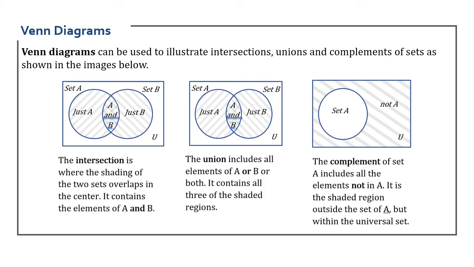So Venn diagrams can be used to illustrate the intersections, unions, and complements of sets as shown in the image below. You can see the intersection is where the shading of the two sets overlaps in the center. It contains the elements of both A and B. The union includes all of the elements in A, B, and A and B. And then the complement is everything that's not in the set, but that's out in the universe.